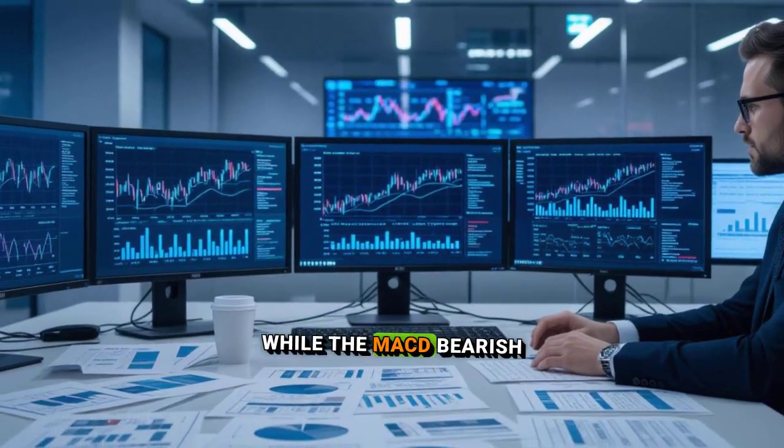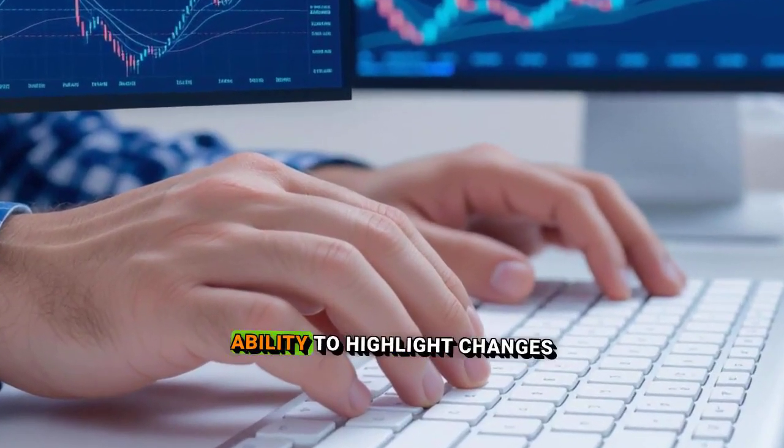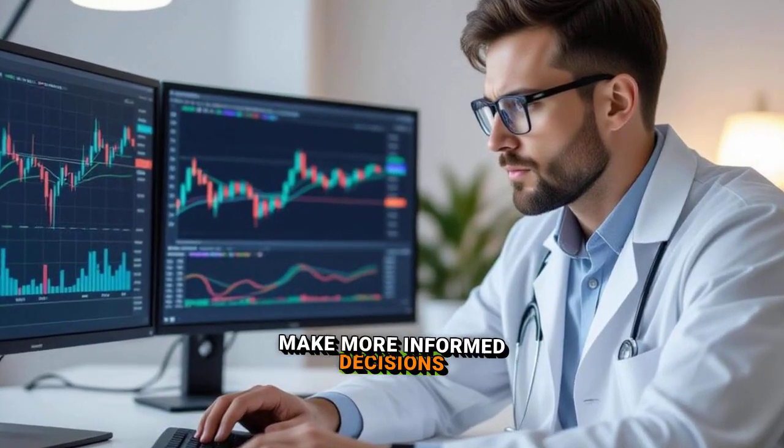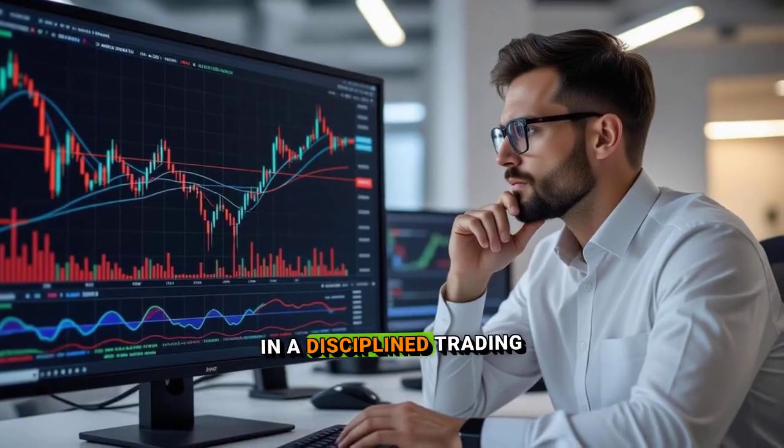Ultimately, while the MACD bearish crossover is not a guaranteed sell signal, its value lies in its ability to highlight changes in momentum, helping traders make more informed decisions when combined with other technical and fundamental factors in a disciplined trading strategy.